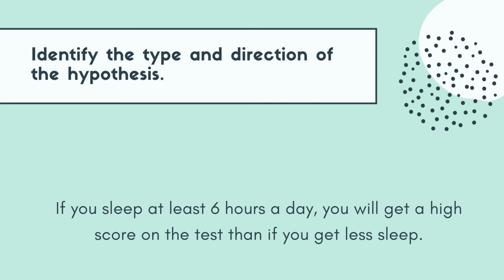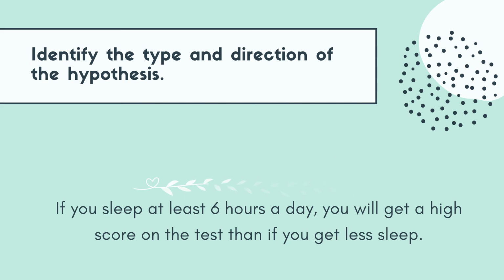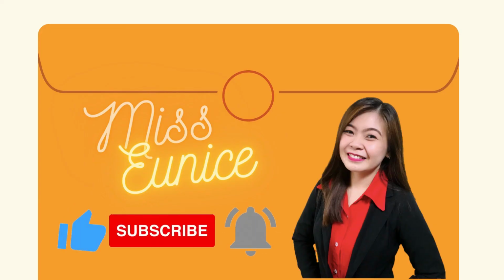Number 10, if you sleep at least 6 hours a day, you will get a higher score on the test than if you get less sleep. This is an example of an alternative type of hypothesis and directional siya.